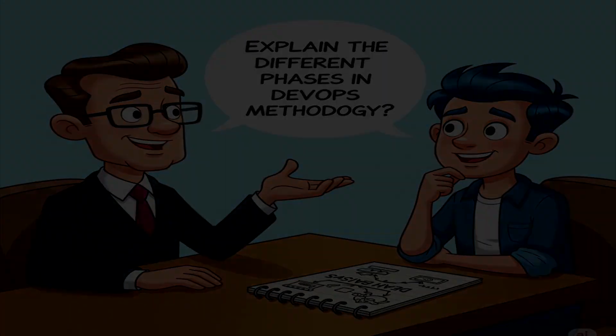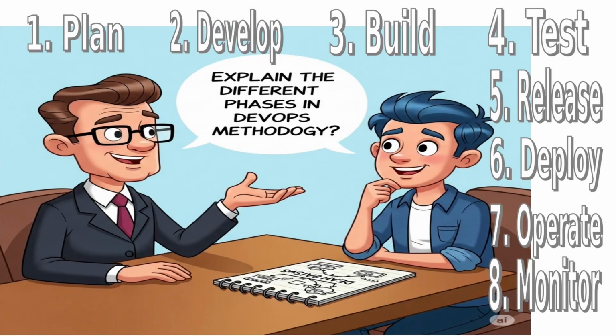So phases are: first, plan. This includes defining project goals, features, and roadmap. 2. Develop. This includes writing and managing source code using version control. 3. Build. This includes compiling code, running unit tests, and creating build artifacts. 4th, test. This includes running automated and manual tests to ensure quality. 5. Release. This includes approving and packaging the application for deployment.